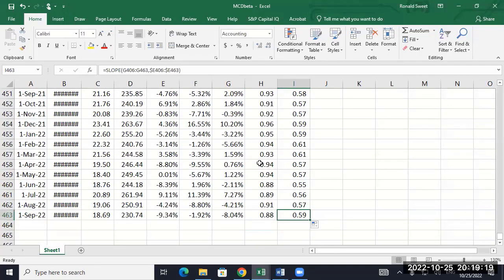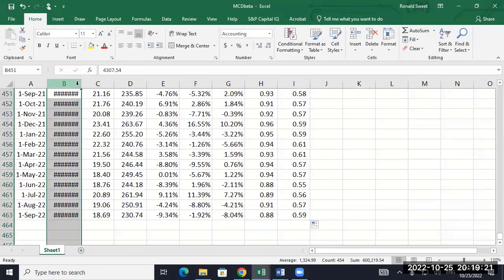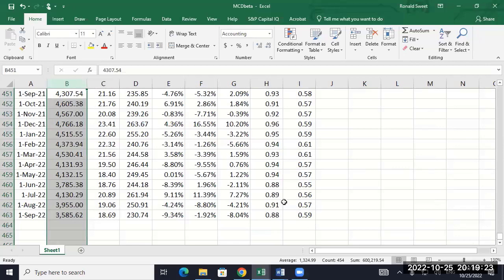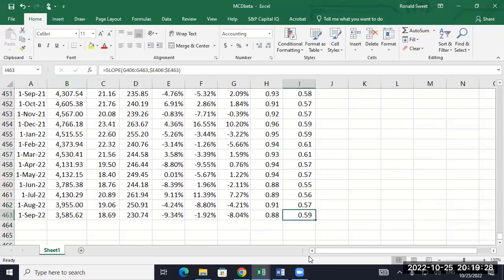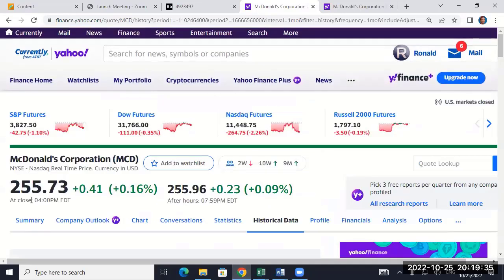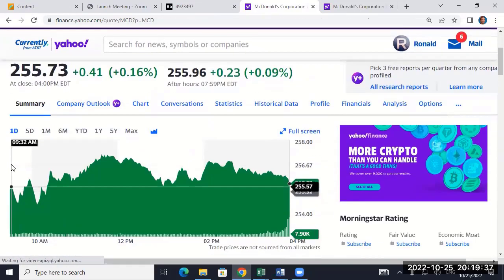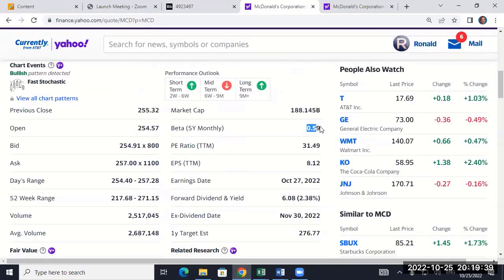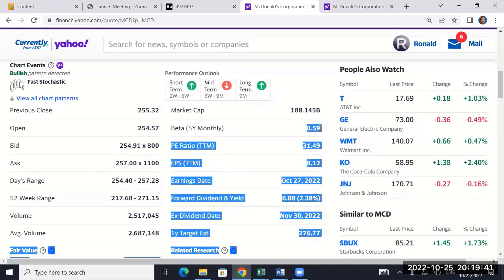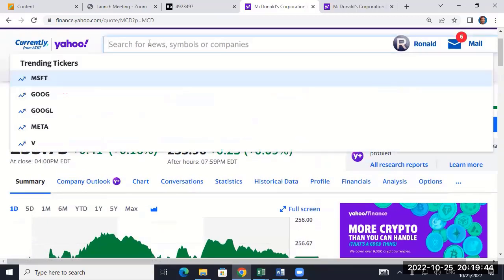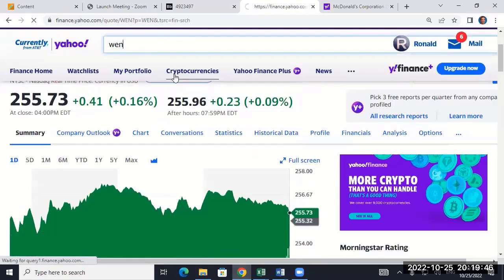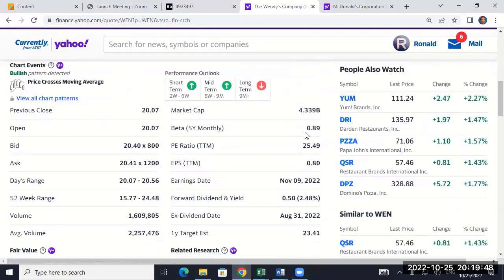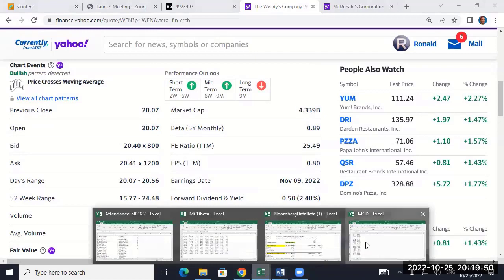Now, the last thing I'm going to do is that very last number, because I just said I'm calculating this the exact same way Yahoo Finance is. So McDonald's beta that I got for the last 5 years monthly is 0.59. What does Yahoo Finance say? They say 0.59. Is that pretty close? Pretty close. What about Wendy's? Wendy's is 0.89. What did I get?